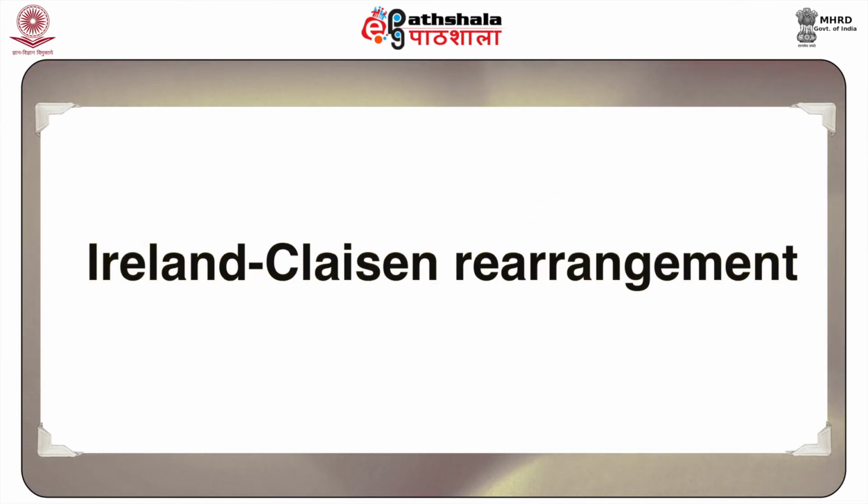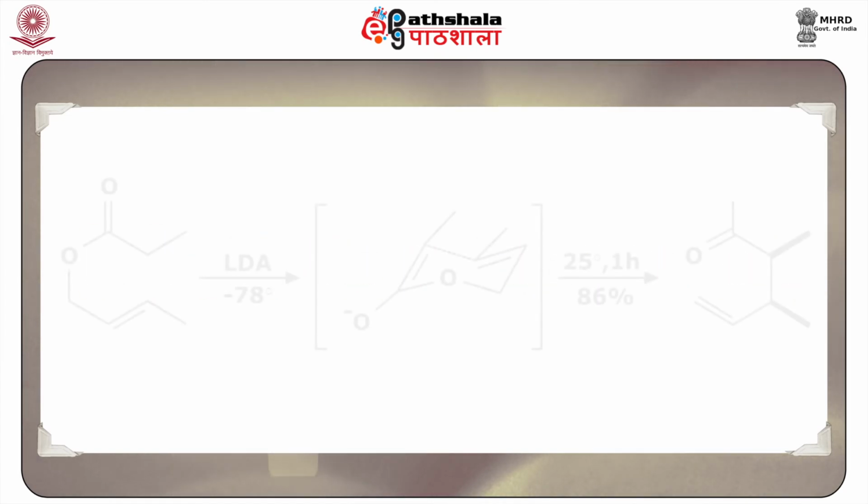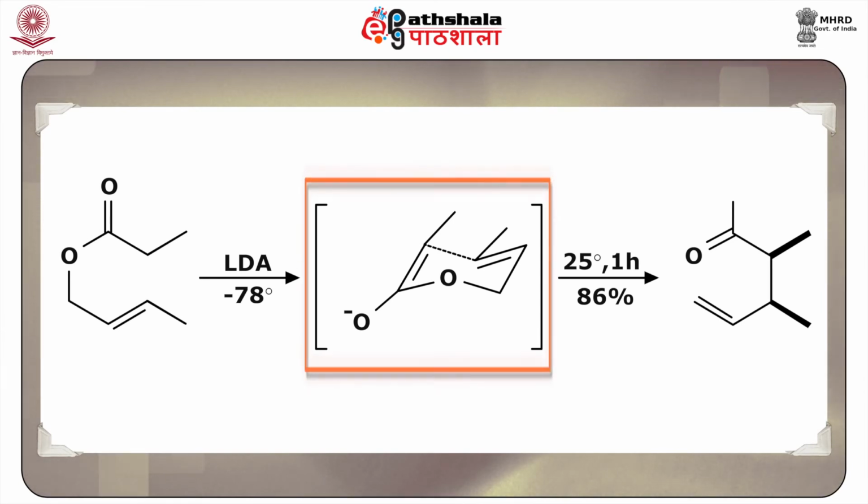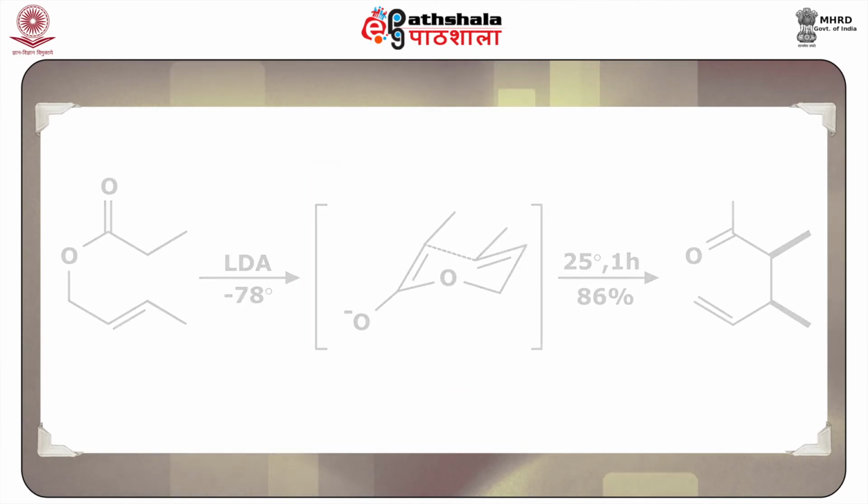Next, let us look at the Ireland-Claisen rearrangement. This is an organic reaction of great utility as it creates two stereogenic centers with very high levels of specificity, arising as the transition state involves a chair-like structure.